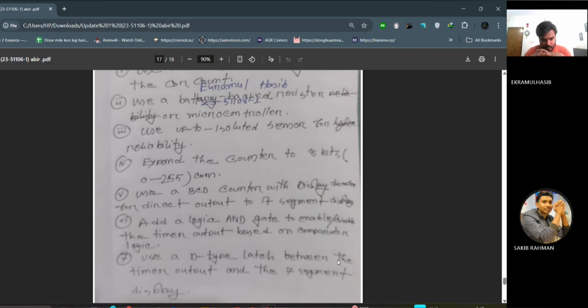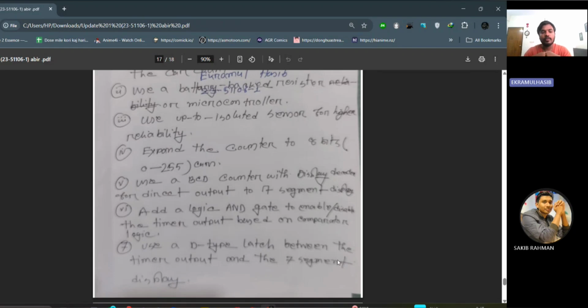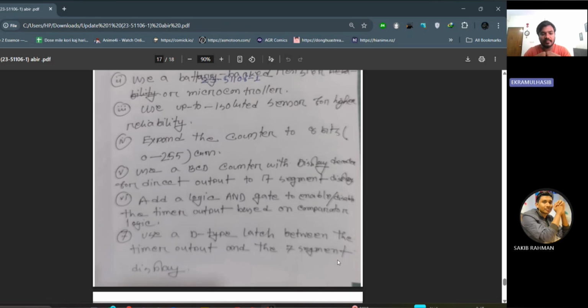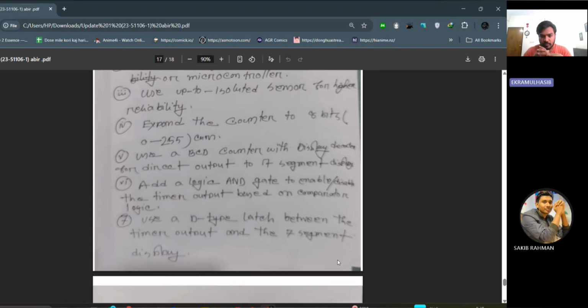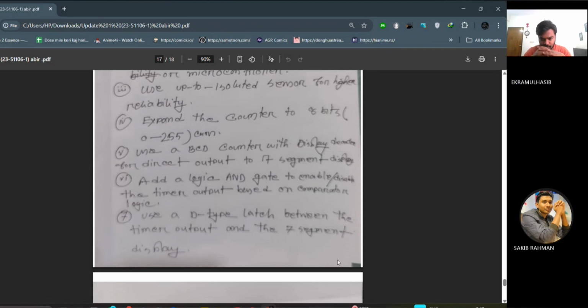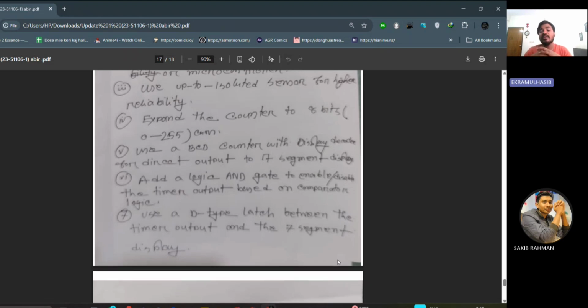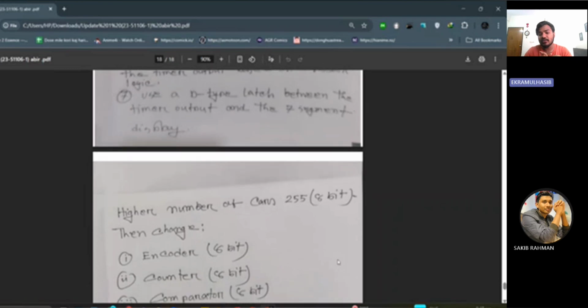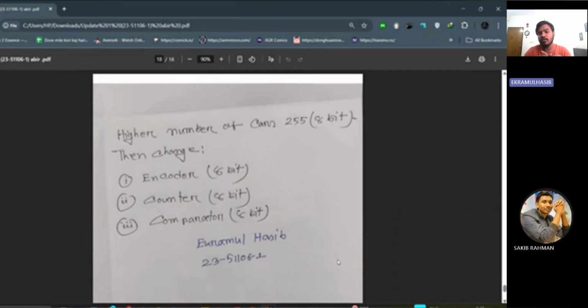We should also use a central system to manage all the zones together. This way, the system can handle more cars and give better control and information without getting confused or slow. So use D-type latch between the timer output and the 7-segment display. For the higher number of cars, 255 and 8-bit, then use encoder 8-bit, counter 8-bit and comparator 8-bit.